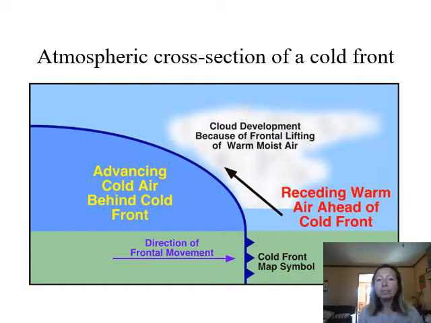So here is an example of atmospheric cross-section of a cold front. As you can see, the warm air is receding here and the cold air is advancing, and you can also see lots of cloud development because of frontal lifting of the warm, moist air over dry, cold air. And the cold air is shown on the map with these triangle symbols. And of course, the color of the line is blue.